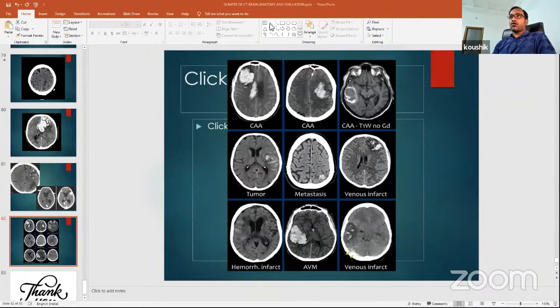In routinely advised MRI brains, we don't do those posterior fossa sequences as such, because that sequence alone takes some 8 to 9 minutes.